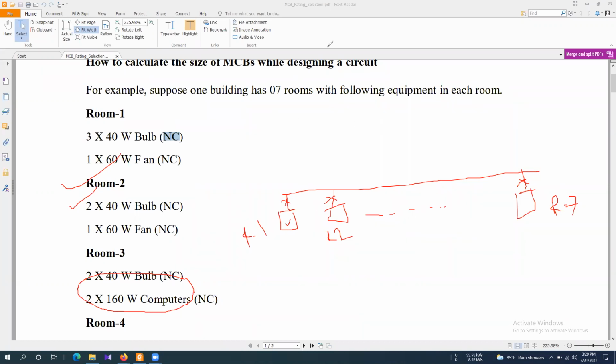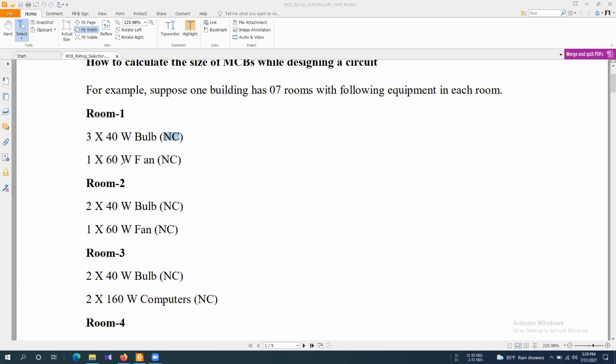Another segmentation can be done: I do not want to classify or segment my production according to the number of rooms. Rather, I will consider all the loads together and segment them according to the types of load.